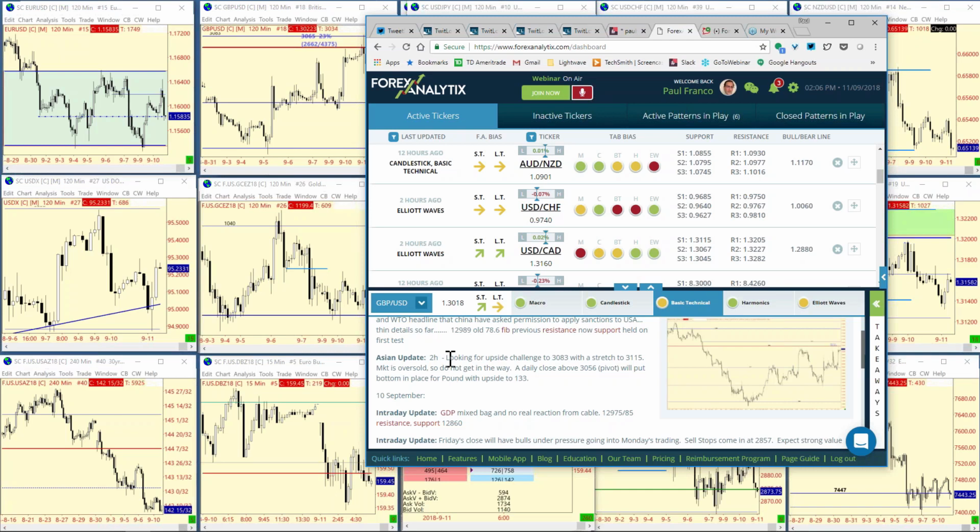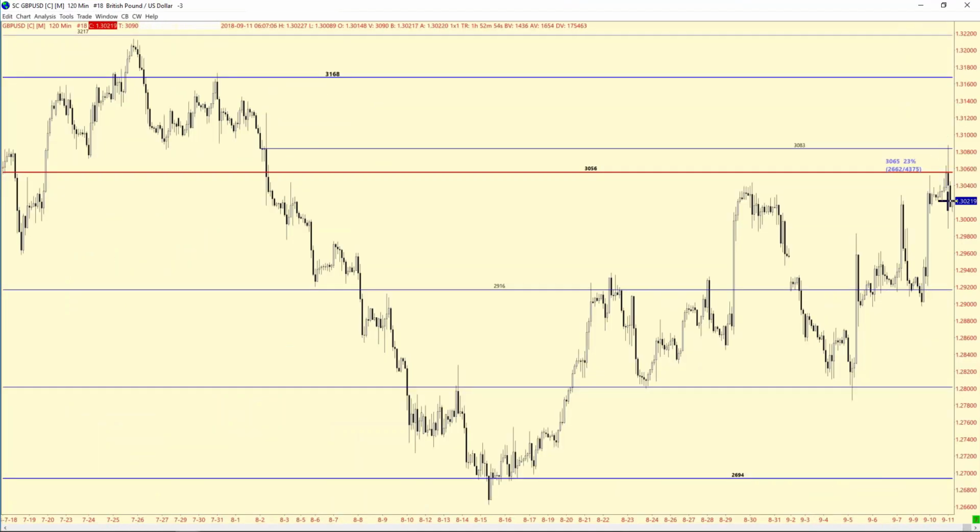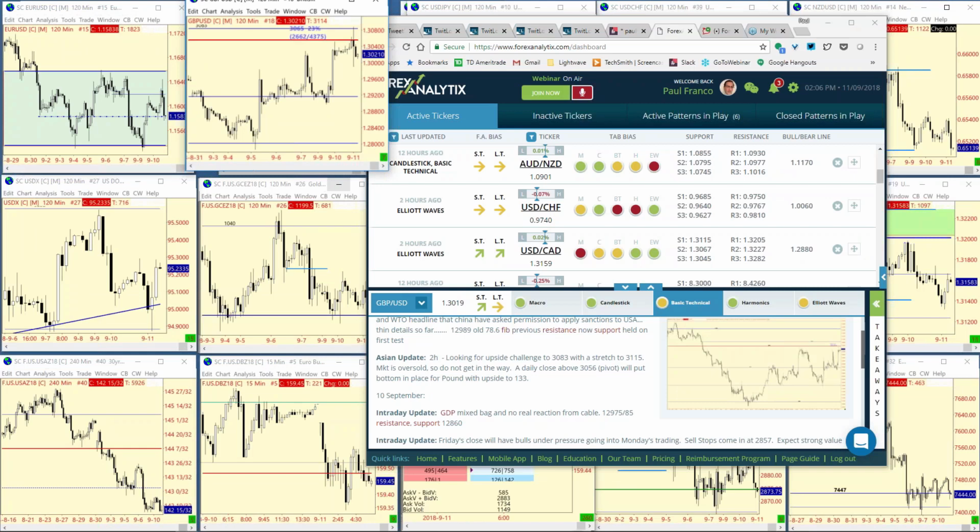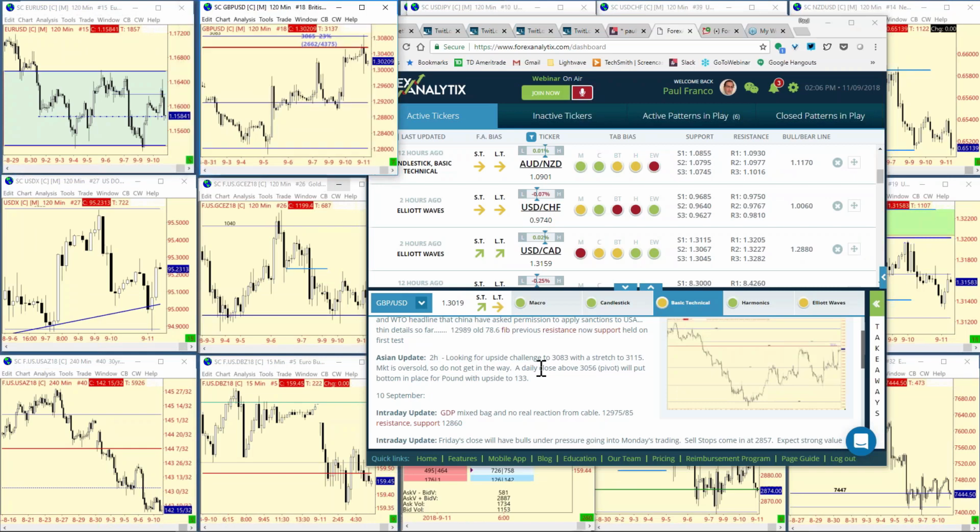So looking at the cable, here's a 2 hour chart. Looking for an upside challenge to 30.83. Well, what do you know here? There's 30.83, and we just took it out and we're 60 pips lower. But anyway, here's what we're looking for in the Asian: an upside challenge to 30.83 with a stretch to 31.15. The market is oversold, so do not get in the way. A daily close above the 30.56 pivot will put a bomb in place for the pound with an upside to 133.